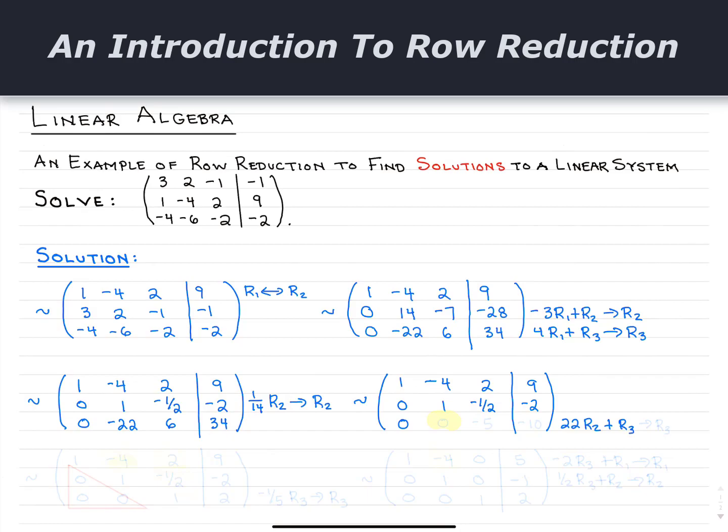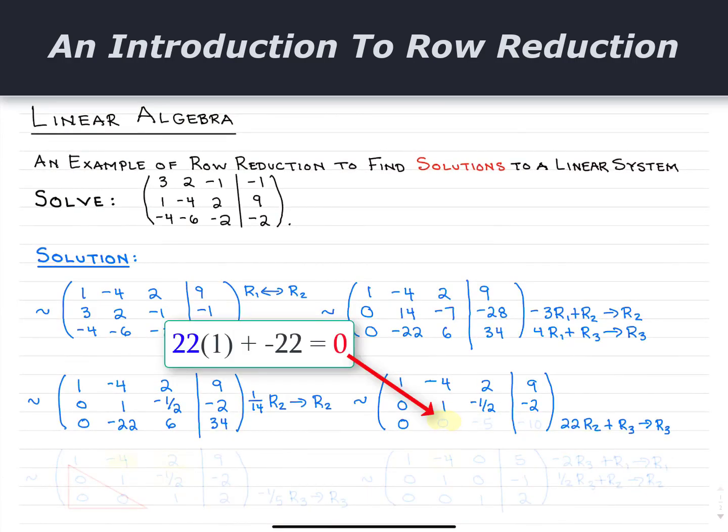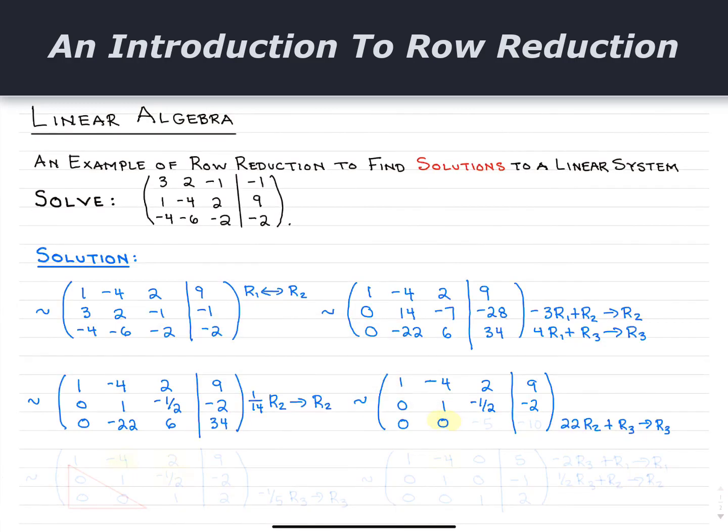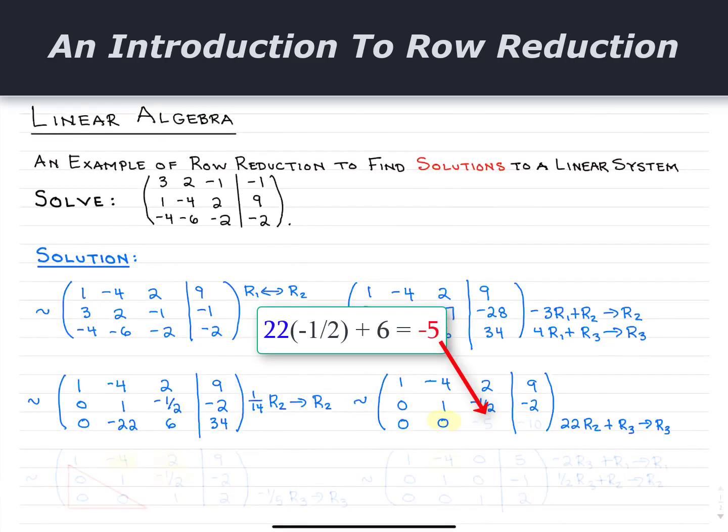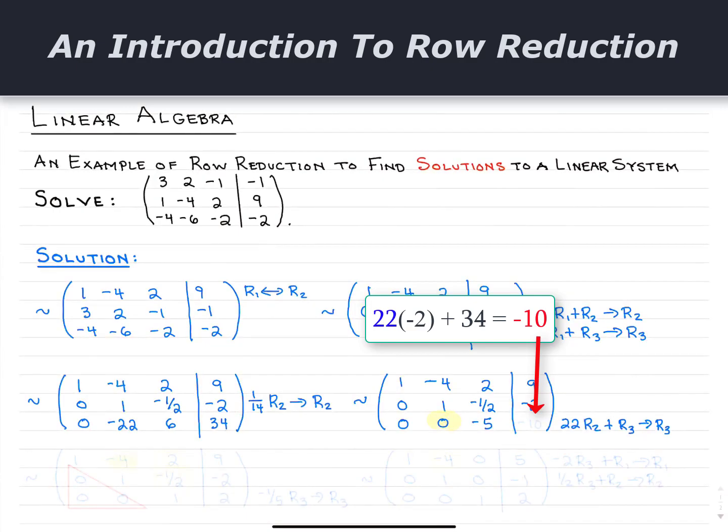And again, you'll see in the forward phase of the process, which is the process in which we're engaged, you use the higher level rows to produce zeros in the lower level rows. Okay. So 22 times negative 1/2 is negative 11. Negative 11 plus 6 is negative 5. 22 times negative 2 is negative 44. Negative 44 plus 34 is negative 10.